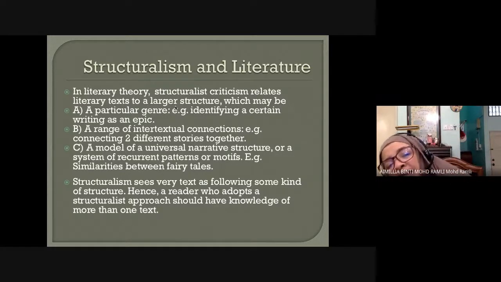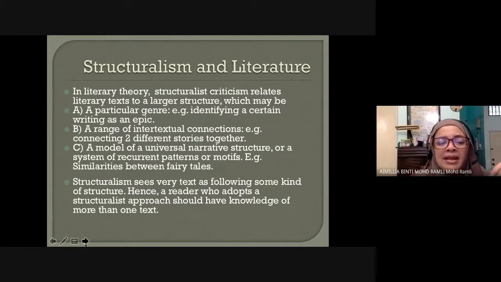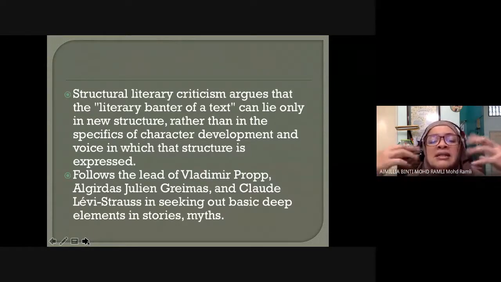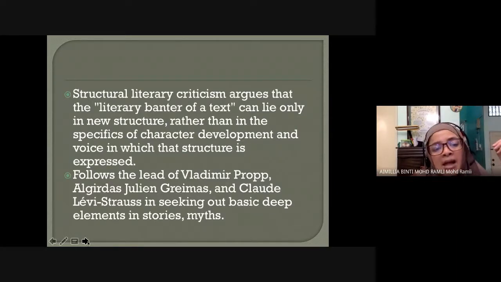So structuralism sees every text as following some kind of structure, and a reader who adopts a structuralist approach should have knowledge of more than one text. Structural literary criticism argues that the literary value of a text can lie only in a new structure rather than in the specifics of character development and voice in which that structure is expressed. It follows the lead of Vladimir Propp, Algirdas Julien Greimas, and Claude Levi-Strauss in seeking out basic elements in stories and myths. Now, in structuralism, also the study of structural literary criticism, we are always looking at how works can have a structure that can be identified as belonging to other structures in one genre, but has something new to it.